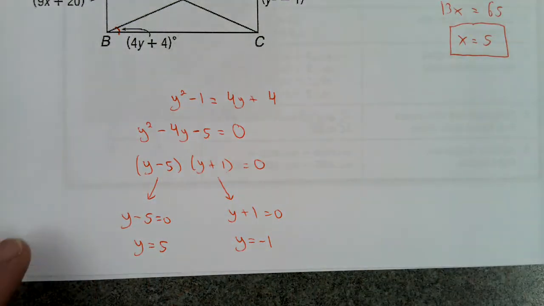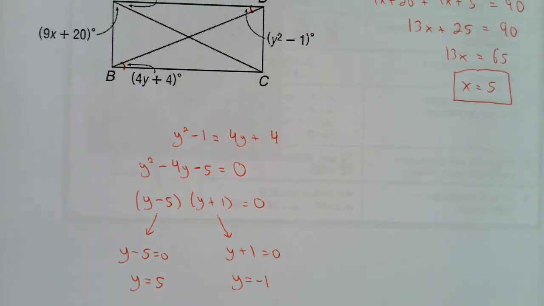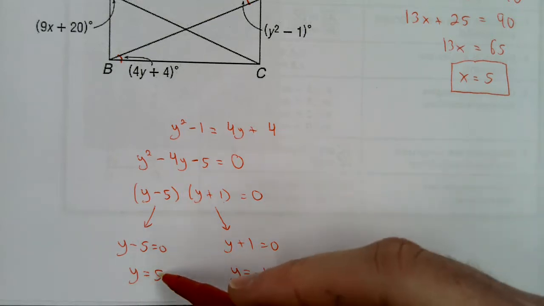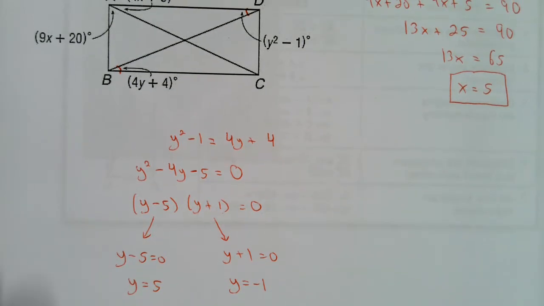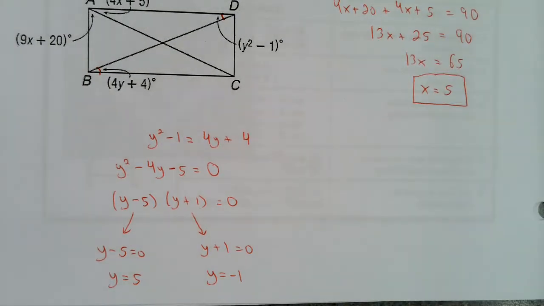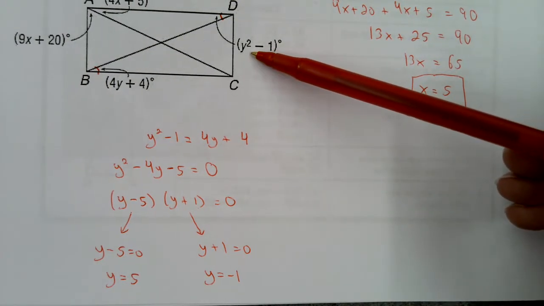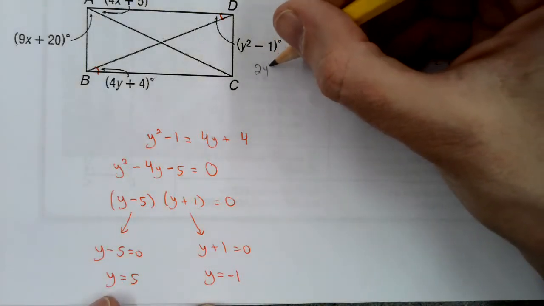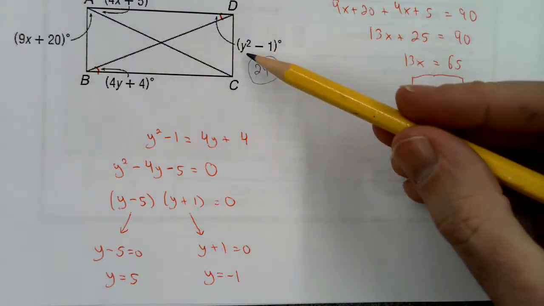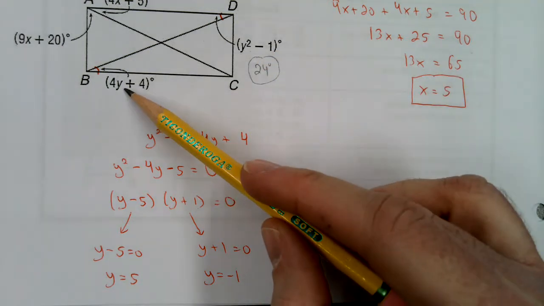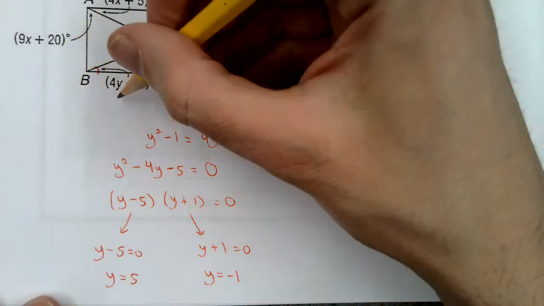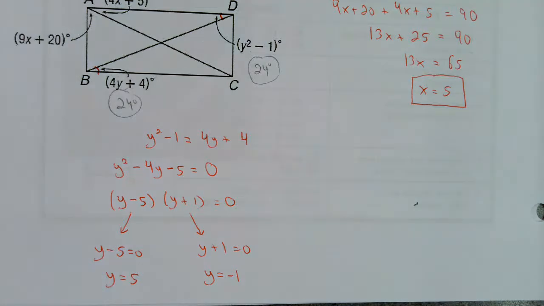But you have to double check to make sure they work. These values could technically be negative, but the angles cannot be negative. So let's test y equals 5 and see if that works. y squared minus 1: 5 squared minus 1, 25 minus 1, is 24 degrees. Let's check this one, 4 times y plus 4. 4 times 5 is 20, plus 4 is 24. So that works. They're both 24. So y equals 5 works.